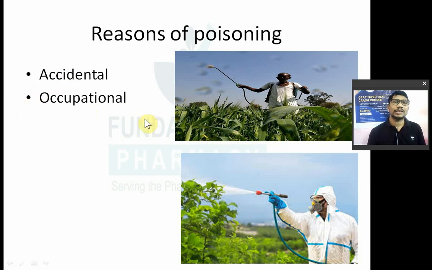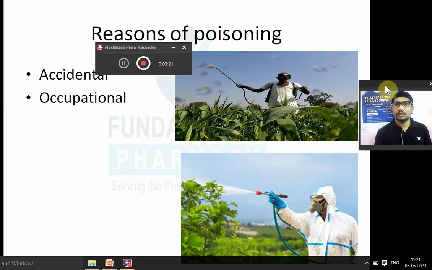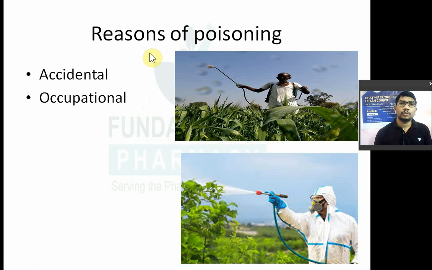So occupational poisoning is more common in farmers. You can see that farmers used to spray pesticides to protect their crops from pests. Now during the spraying of pesticides, if there is no protection on the skin, if there is no protection on the eyes, if the farmer is not protecting his full body and eyes, what will happen? If there is a change in the direction of the wind, the spray may spread or may get dropped on the farmer's face or skin.